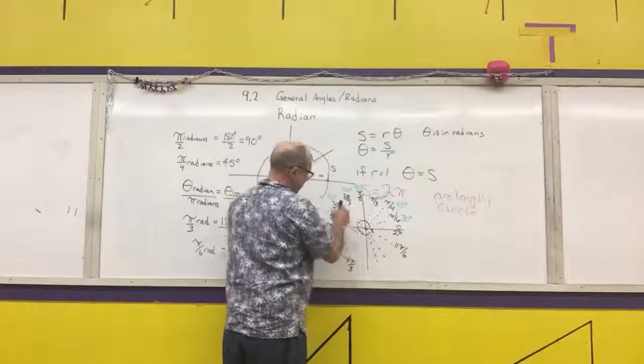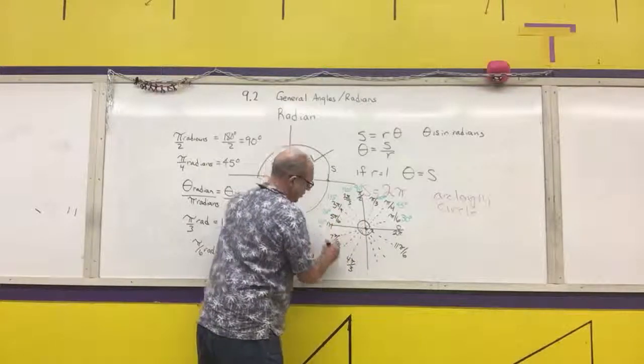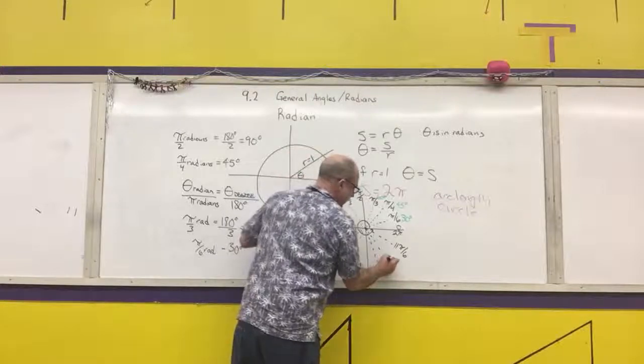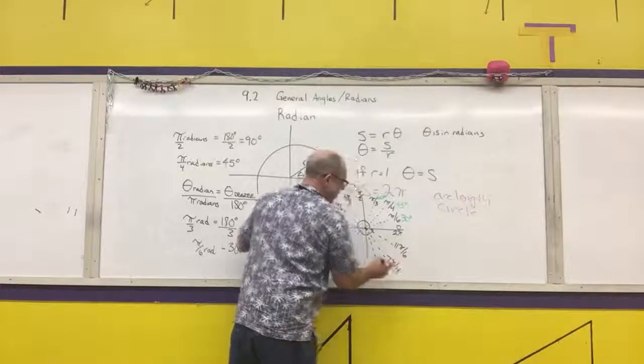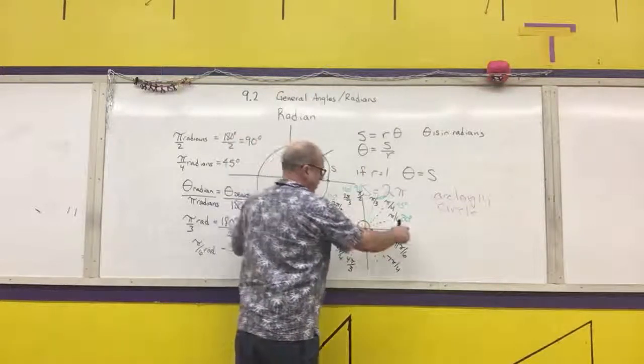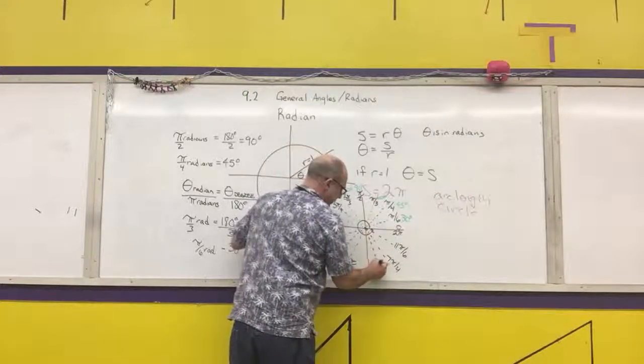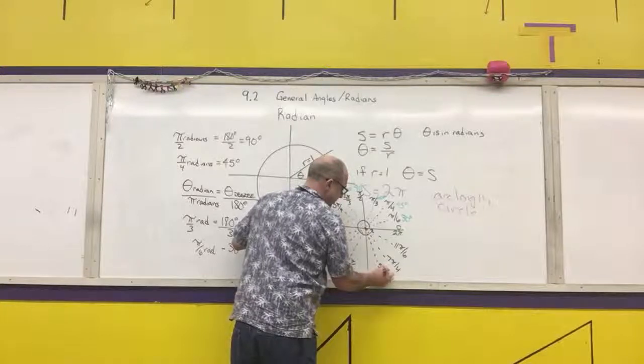let me do this one. 3 quarters, 4 quarters, 5π/4, 6π/4, 7π/4. So that would be 6 thirds. So this one would be 5 thirds, 5π/3.